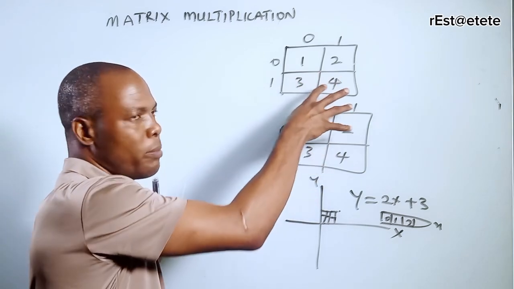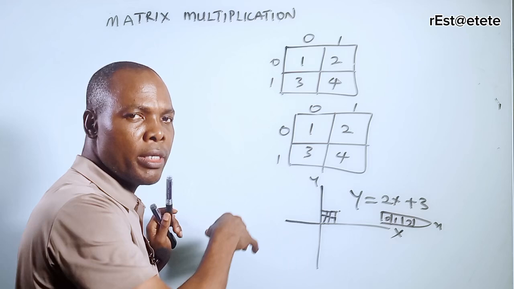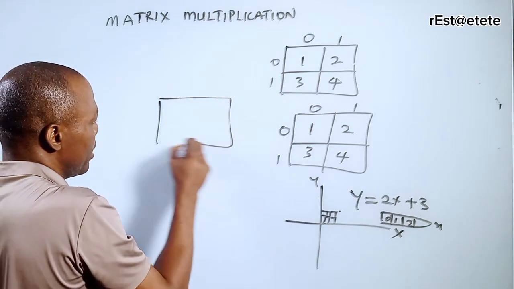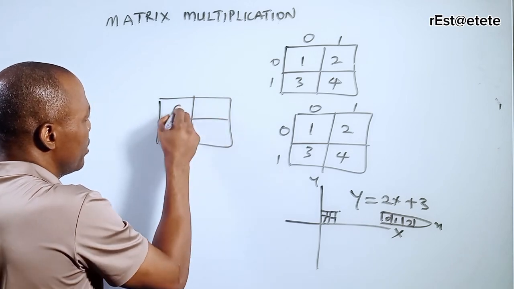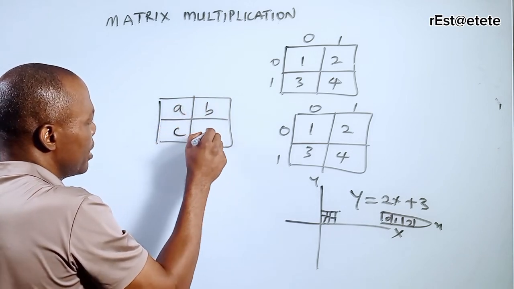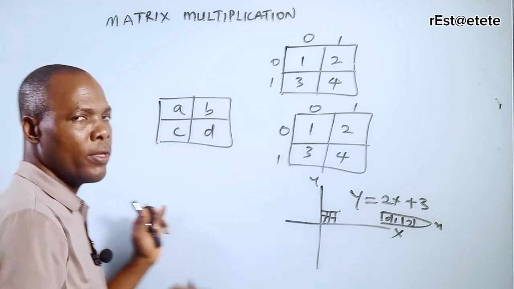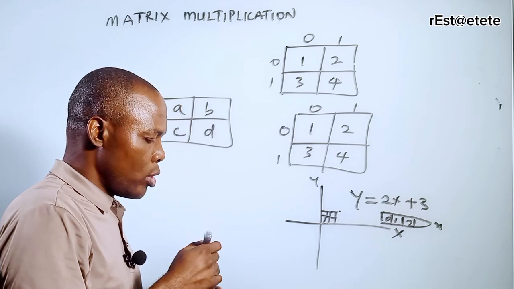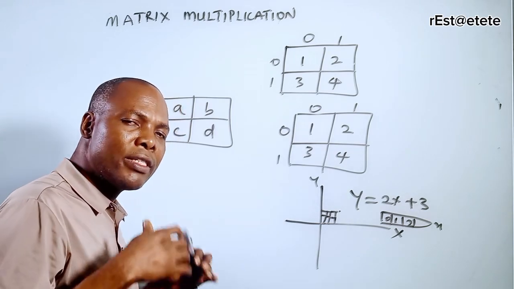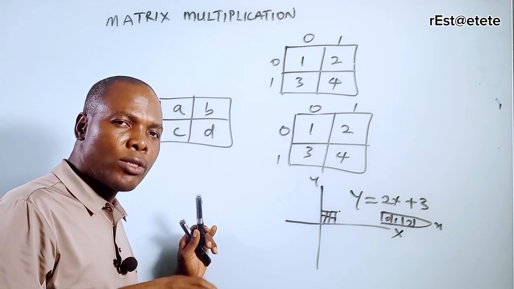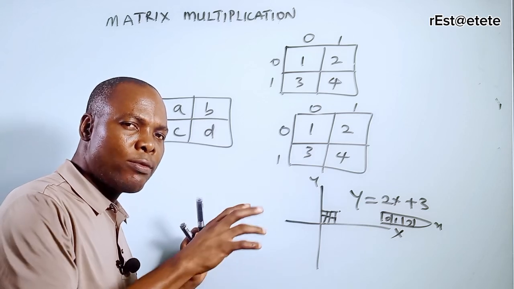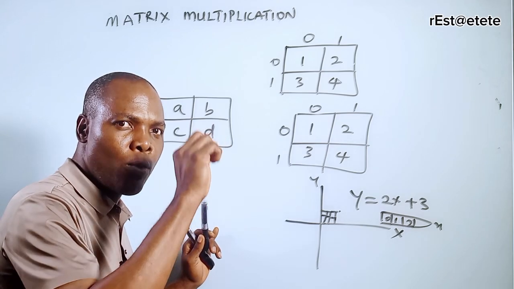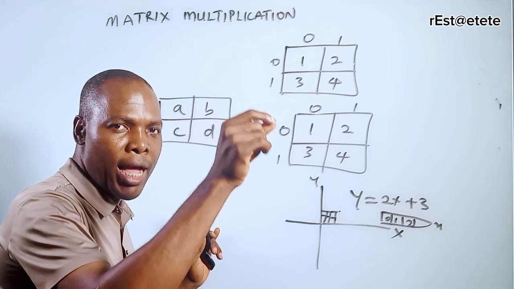Now, if we try to multiply these two matrices together, what will be the output that we'll get? So let's do another one here. This will be A, this will be B, this will be C, and this will be D. How do we fill this up? There is a formula. Every single thing that we are doing in life, there's always a formula that we use to do our calculation in order to find the different coordinates that each point will be at.